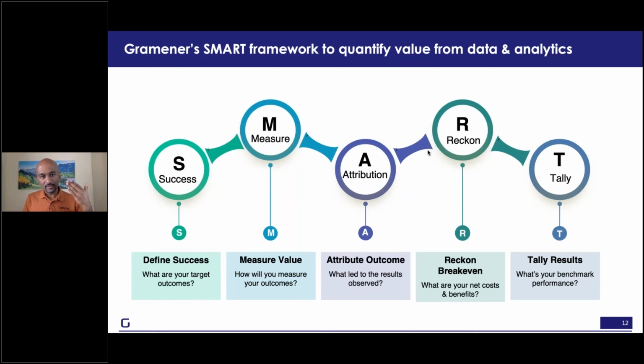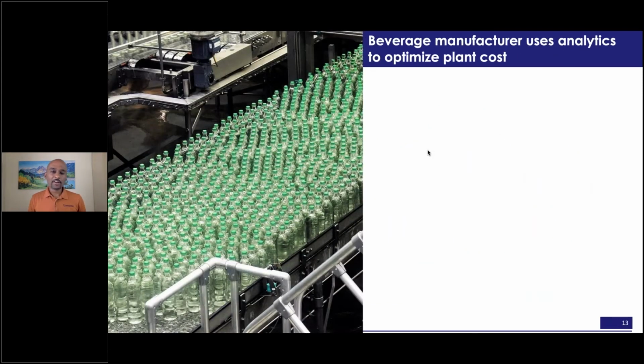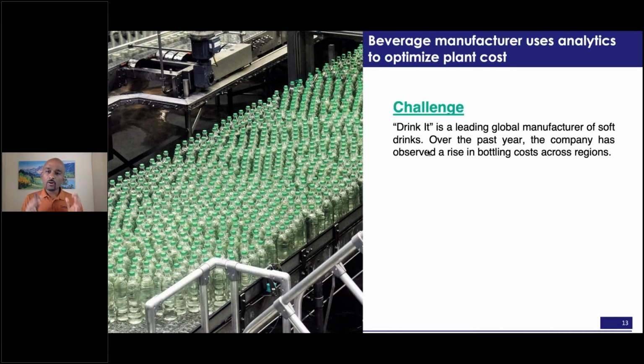So we looked at this framework, big picture. We'll look at the context of this manufacturing problem. Then for each of the steps, we'll look at how this manufacturing client had applied it and put it into practice. So here's the context. This is a beverage manufacturer with a fairly global presence. And the challenge they were facing was this. The cost of bottling had been rising steadily over the last couple of years. And this is something they have been observing across many of their regions, many countries.